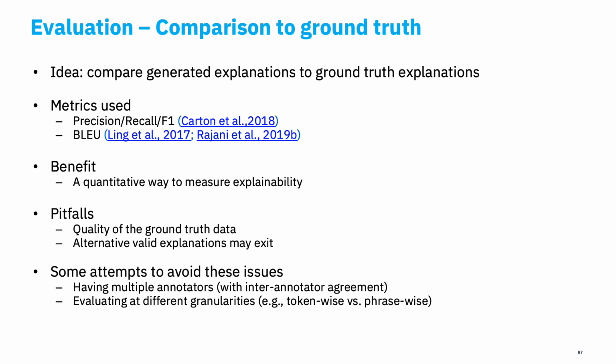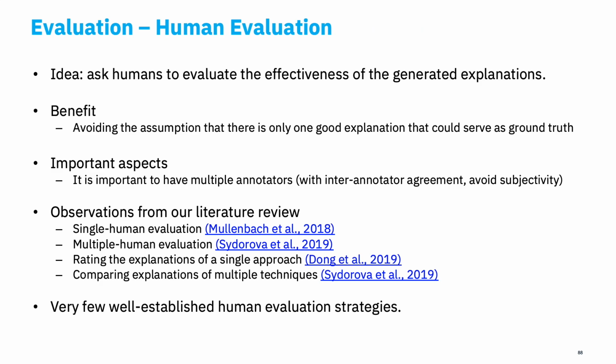Approaches employed to address this issue involve having multiple annotators and reporting inter-annotator agreement or mean human performance, as well as evaluating the explanations at different granularities, for example, token-wise versus phrase-wise, to account for disagreement on the precise value of the ground truth. A more direct way to assess the explanation quality is to ask humans to evaluate the effectiveness of the generated explanations.